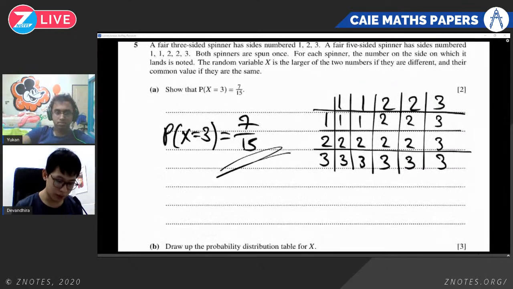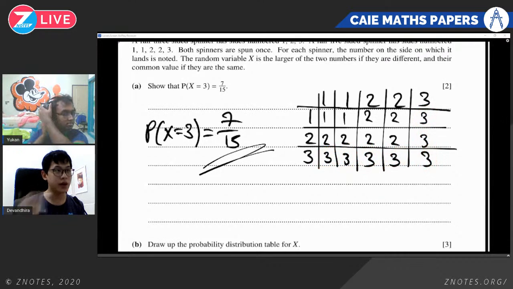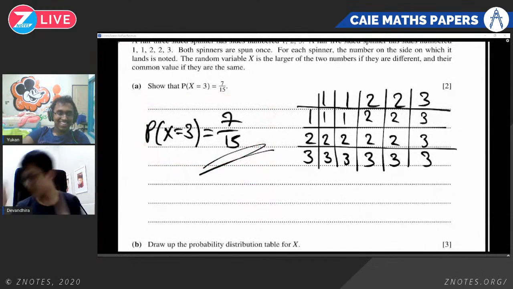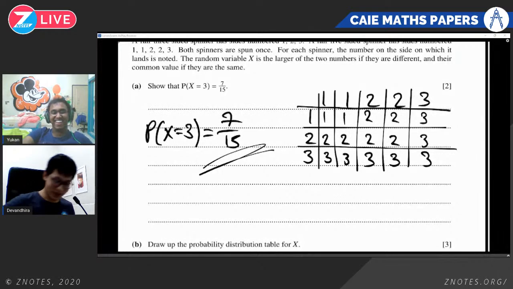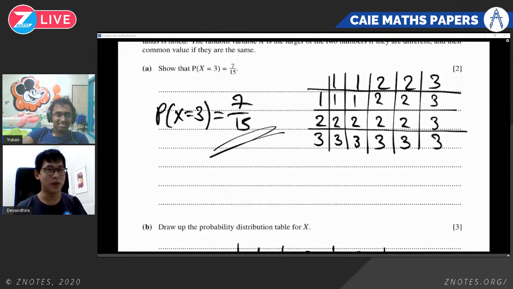Right? And we have to look for the probability of getting 3. So right here, let's count the number of 3s there are. We have 1, 2, 3, 4, 5, 6, 7. So there are 7 3s, correct? Yep. And what's the total number of outcomes? It's 15, right? Because it's 3 times 5. My bad, 3 times 5. Brain too fast, sorry. So 7 divided by 3 times 5, which is 7 over 15.